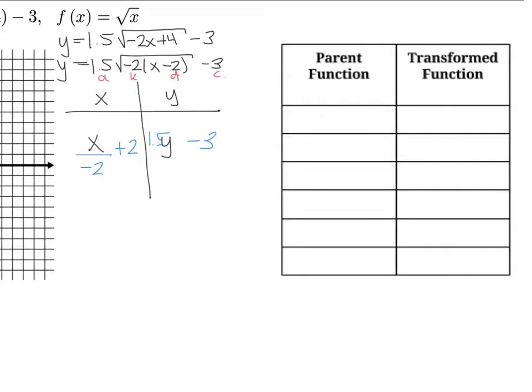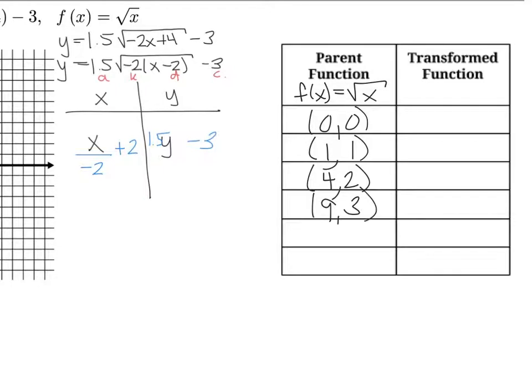So we're going to start with our parent function points, and this time our parent function is the square root of x. So I'm going to quickly throw out those points. So we have 0, 0, 1, 1, 4, 2, and 9, 3, and that's good enough for this function. And now we are going to transform these using the key that we have to the left. So we're going to take all our x values, divide them by 2, and then add 2, and our y values, we're going to multiply them by 1.5, and then subtract 3.